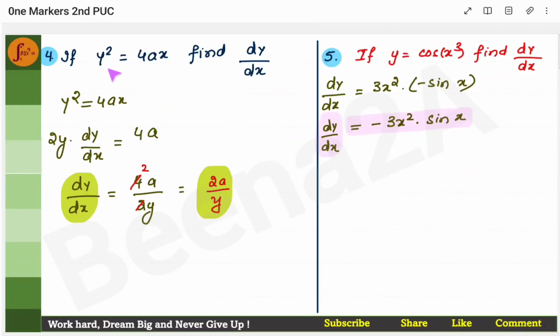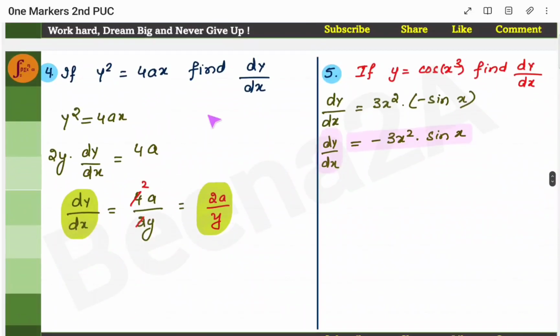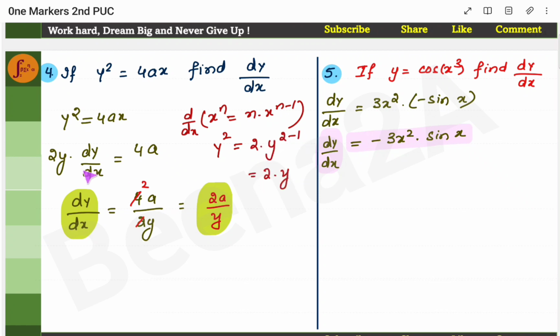The fourth example, if y square is equal to 4ax, find dy by dx. So now you'll have to find derivative of y square. What is derivative of y square? So nothing but you'll have to use this formula, right? Derivative of x to the power n is n into x to the power n minus 1. Right? This is the formula. Now instead of n, we have 2, right? And instead of x, we have y. So y square is equal to 2 into y to the power 2 minus 1, which is 2 into y. So 2y. And since you are differentiating with respect to x and we have y here, so it has to be dy by dx.